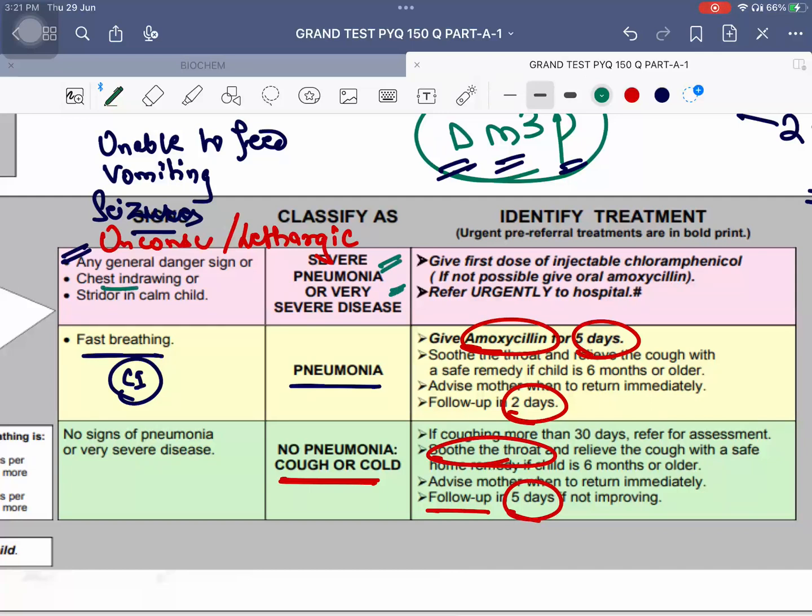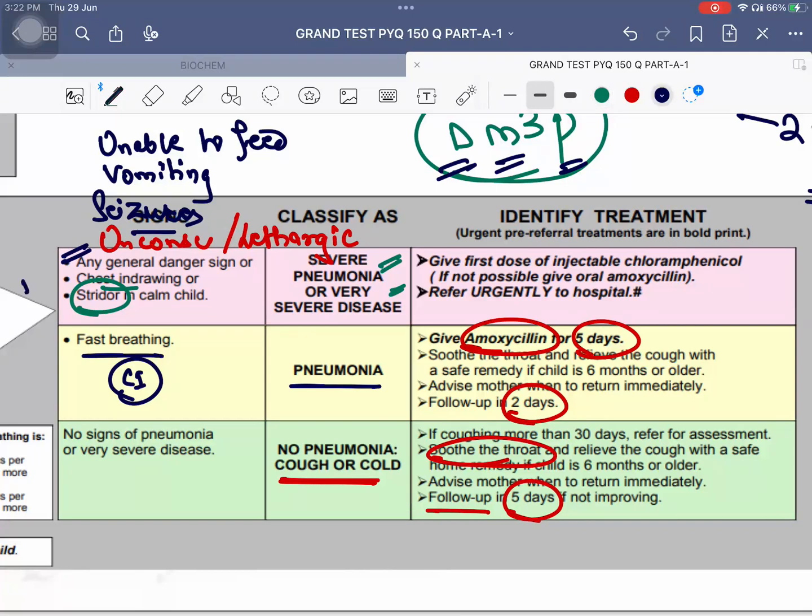Apart from that, chest indrawing, and an important one, stridor in a calm child. Why does stridor occur? Due to upper airway obstruction. And upper airway obstruction in a case of pneumonia is due to laryngeal edema. And if there is laryngeal edema, that means the child can have laryngospasm and the child will go into respiratory arrest and we can lose the child. Okay? So that's the important thing. If the child is having stridor, that is an indication of admission for sure. Okay? So please remember that.